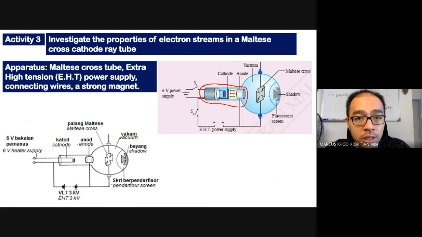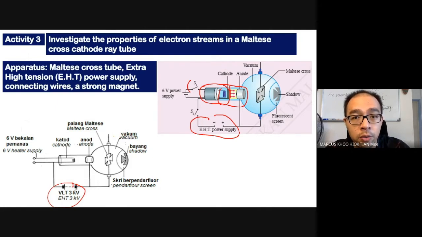Originally, what's going to happen is normal: when we turn on S1, there's going to be thermionic emission, and you're going to have all the electrons gathered around here. Then when we turn on S2, you're going to have this EHT power supply, which is about 3000 volts, generally. The electrons are going to accelerate past the anode, and they're supposed to hit the screen.